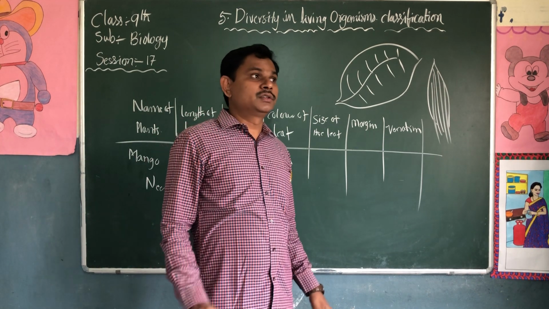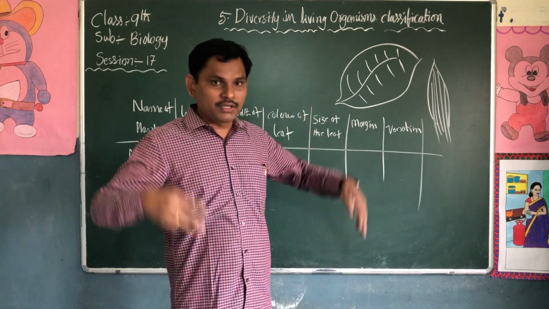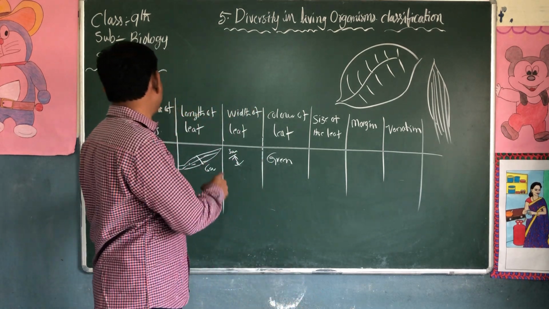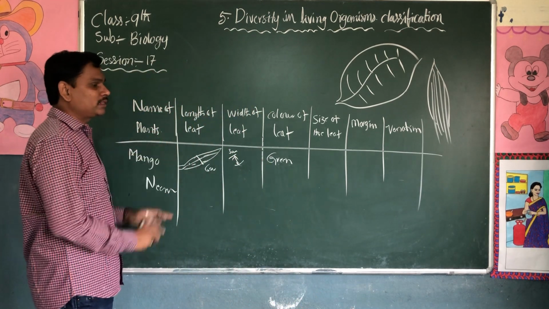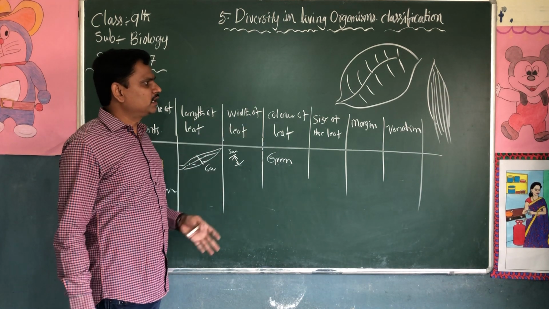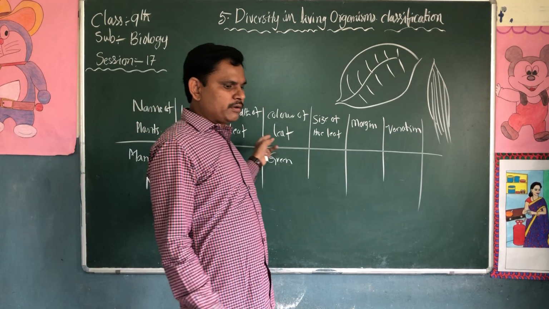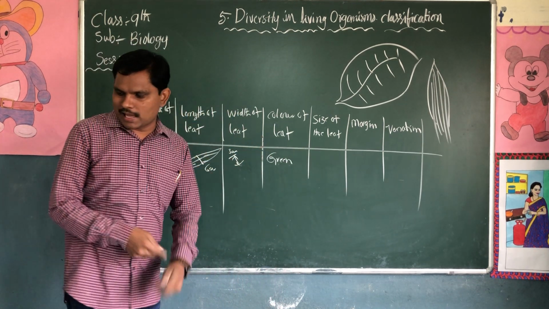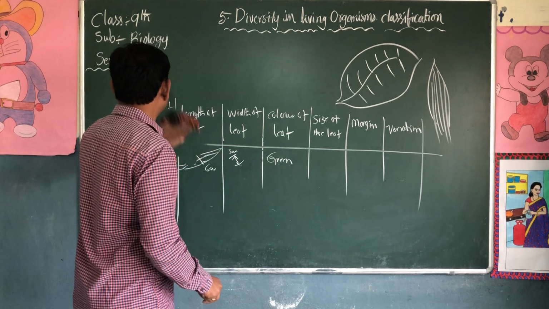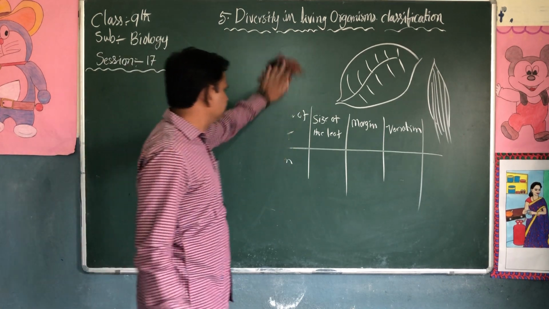There are differences. If you take a banana leaf, it's very long. So we record the different names of the plants, length of the leaves, width of the leaves, color of the leaves, size of the leaf, margin of the leaf, and venation of the leaf. Next one is observation of external characters of the plants.